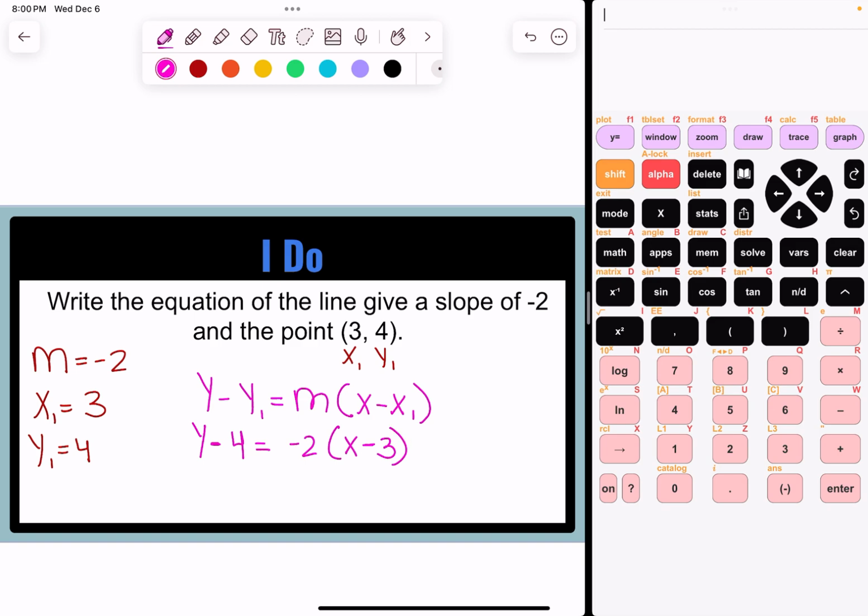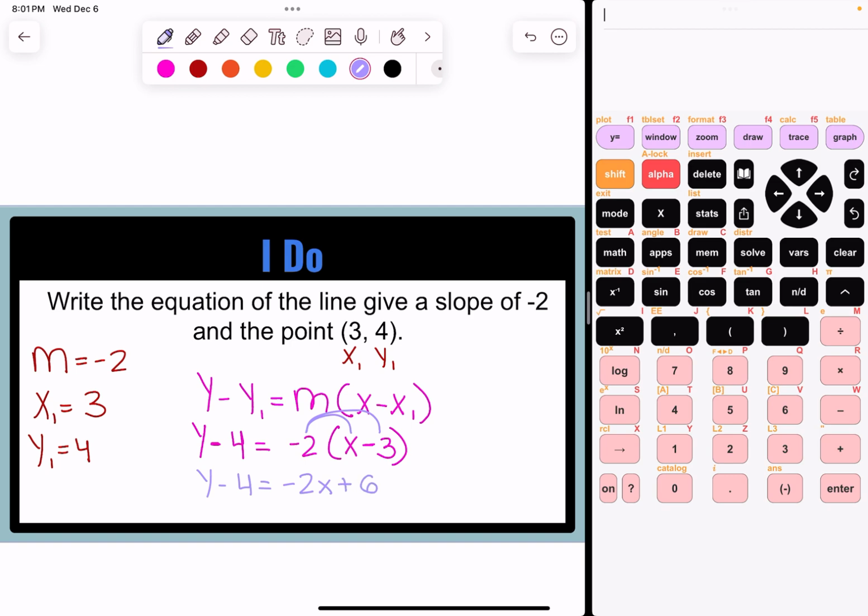Now, this is correct. This is our equation in point-slope form. But we need to write it in slope-intercept form. So we are going to start by multiplying first. We always do parentheses first. So negative 2 times x is negative 2x. And then negative 2 times negative 3 is positive 6.